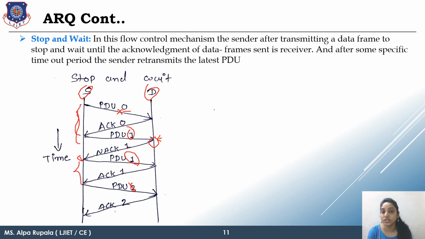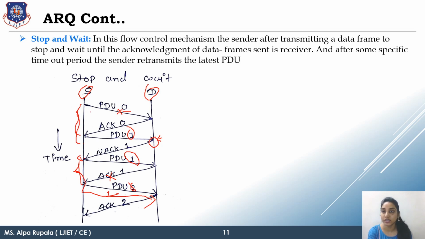The third error is the lost acknowledgement. Suppose this acknowledgement is also lost. Then the sender will wait for some predefined amount of time, and after that time has elapsed, it will send the same PDU, packet data unit 1, once again, because it is not receiving the acknowledgement of the previous one. So this is all about stop and wait.